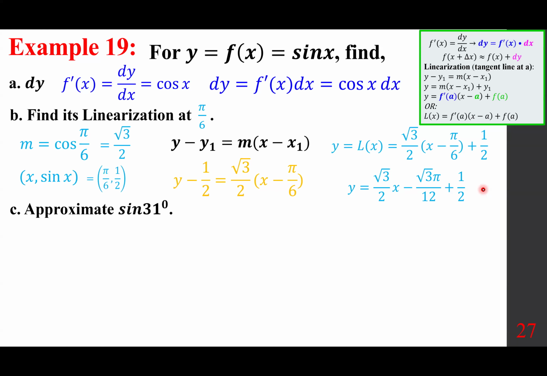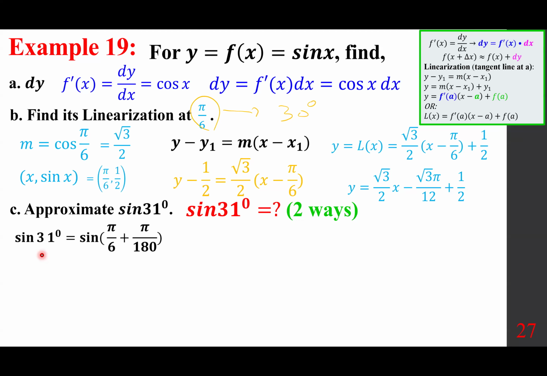Approximate sine of 31 degrees. Bear in mind that pi over 6 means 30 degrees, and 31 degrees is close. So we are going to find sine of 31 degrees two ways. And bear in mind, sine of 31 degrees means sine of pi over 6 plus pi over 180, because pi radians is 180 degrees, everybody.